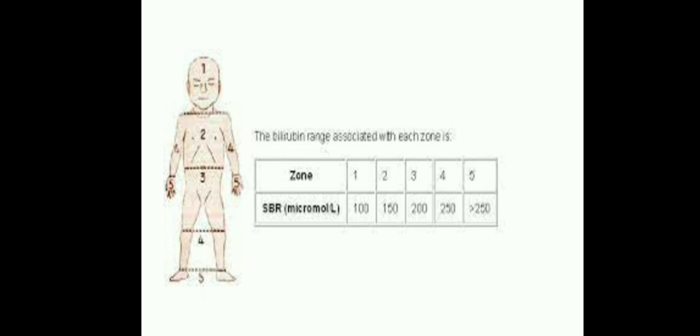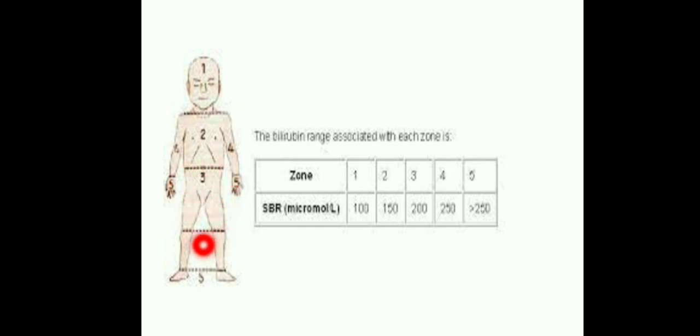Okay, this is about the classification of neonatal jaundice according to zones, with the bilirubin range associated with each zone. The first zone is from the head up to the neck. Below the neck, from the shoulder up to the lower ribs, is called the second zone. The third zone is below the ribs up to the knees.